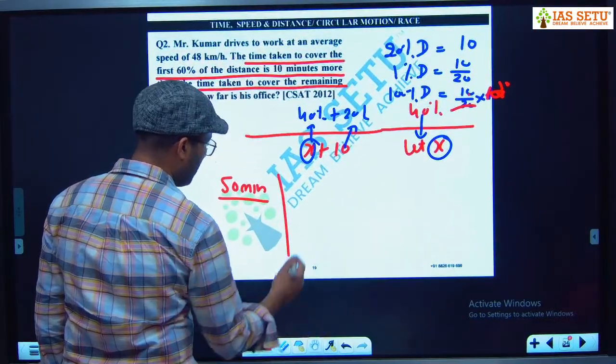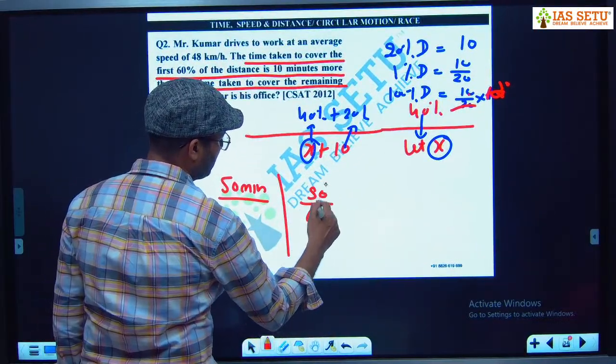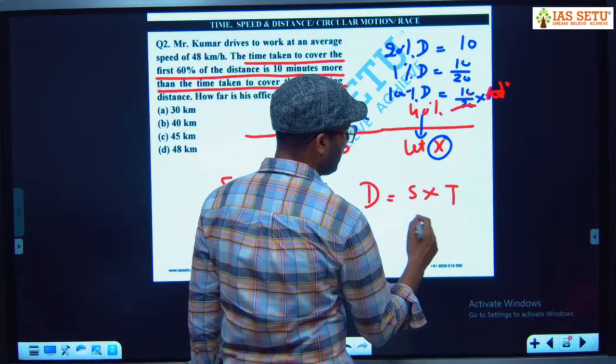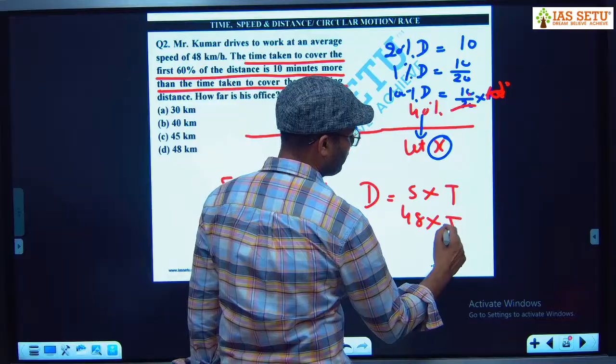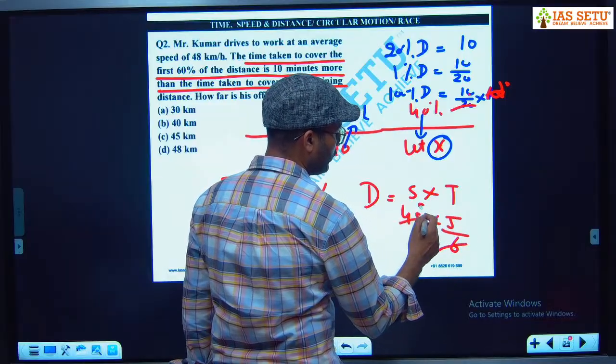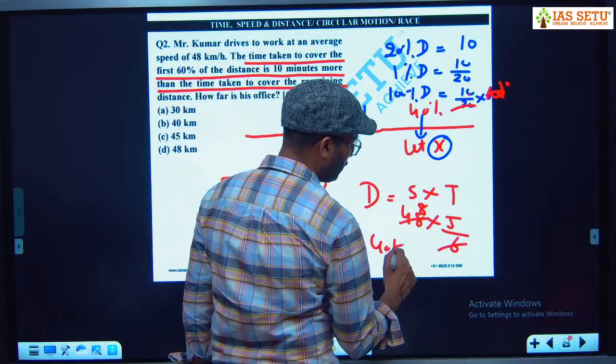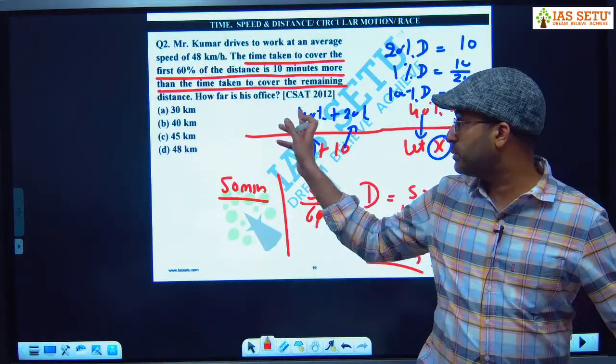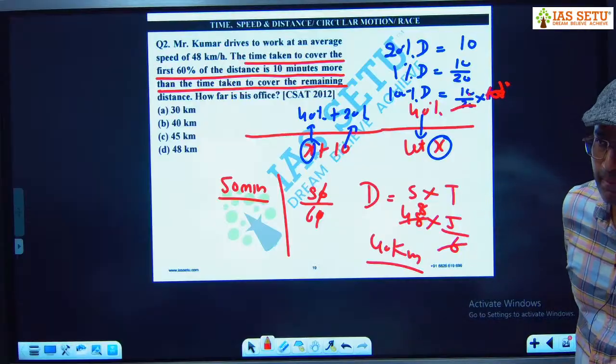तो क्या करने का है? 50 upon 60, 5 by 6. What is the distance? Distance is speed into time. Speed 48, time 5 by 6, 6 gives you 8, 8 into 5, 40 किलोमीटर. बस ये समझ लो, ये 10 मिनट 20% डिस्टेंस के लिए मांग रहा है.